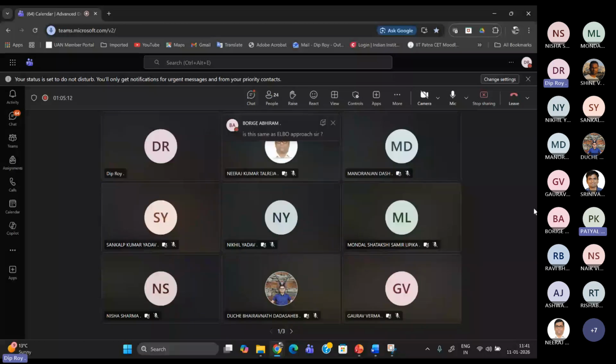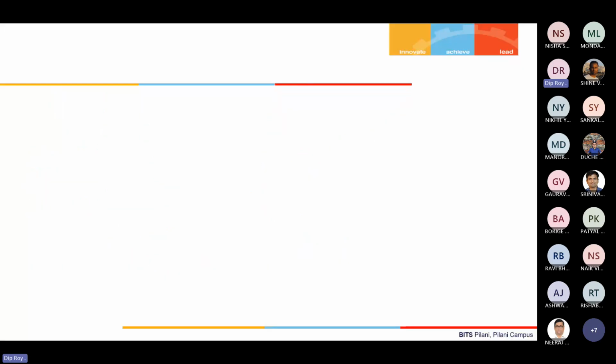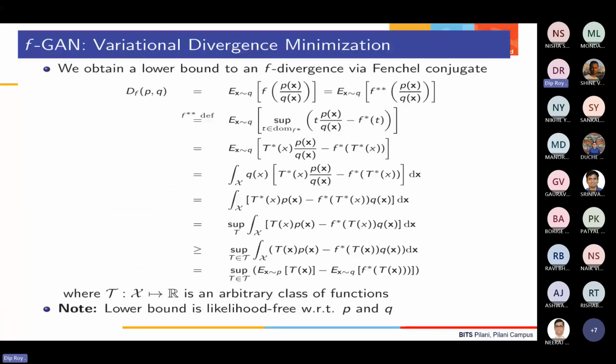Sir, is it the same as the elbow approach? Yes. Ultimately, if I go to this particular curve here, this is the variational divergence minimization. So ultimately, what we are doing here is trying to find a lower bound which is likelihood free with respect to P and Q. That's exactly what it is.